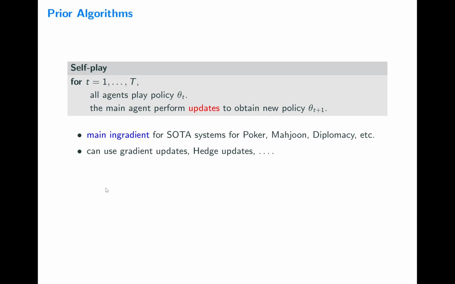It turns out that this meta algorithm is the main ingredient for the state-of-the-art systems, like when you want to play poker and achieve champion performance, or play Mahjong or Diplomacy. They are all, in some sense, playing this self-play algorithm.